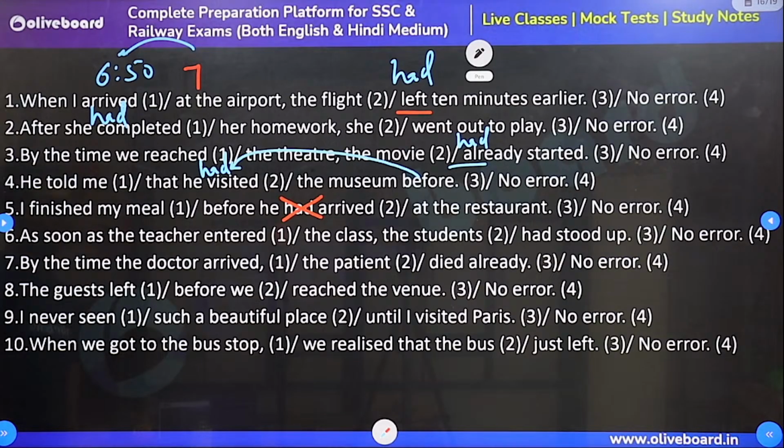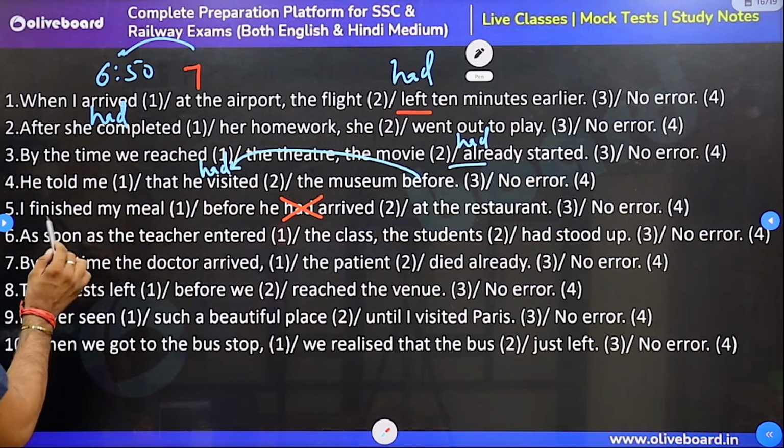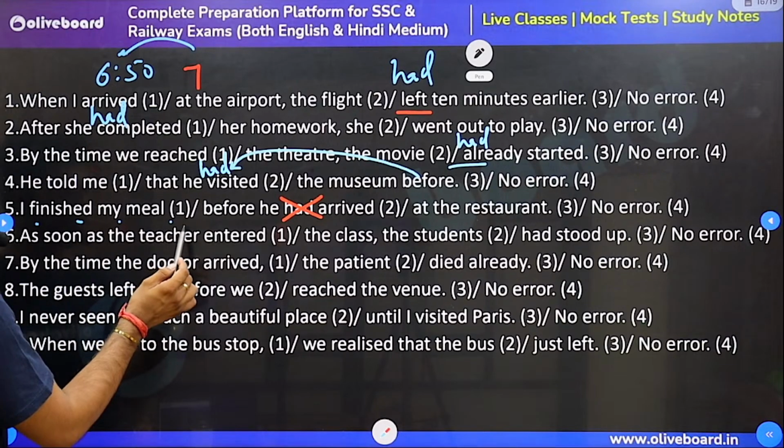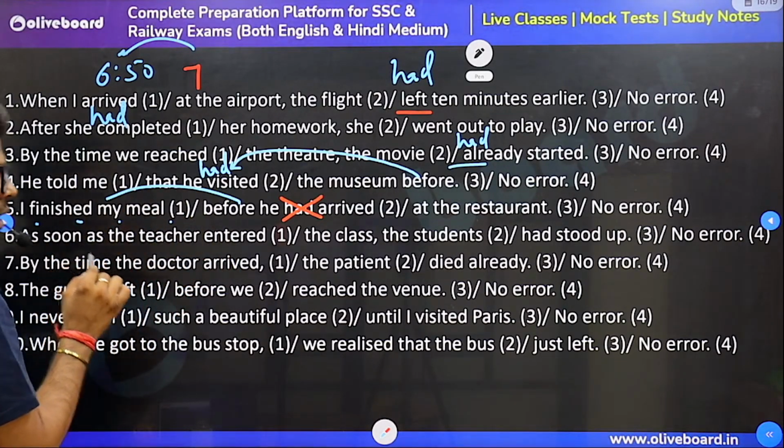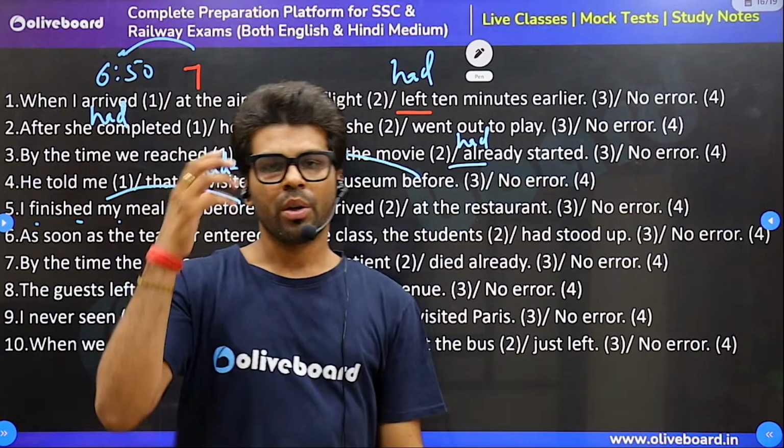Anmol, the fifth one cannot be no error. Imagine the situation in time expression. I finished my meal before; this action happened before. We can feel these, Anmol, Yogesh and everyone.